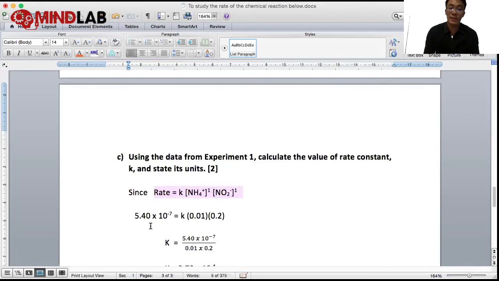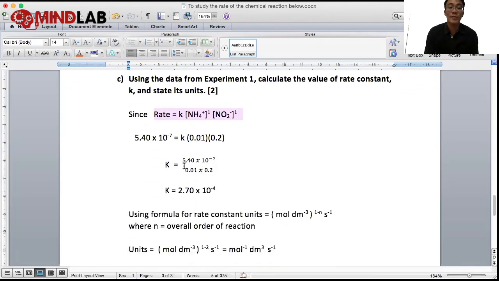So plug in the values from there again. 5.4 times 10 to the power minus 7 equals K times 0.01 times 0.2. So we can just find K by division. K equals 5.4 times 10 to the power minus 7 over 0.01 times 0.2. So that is 2.7 times 10 to the power minus 4.